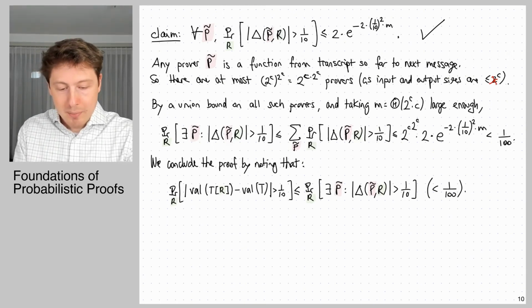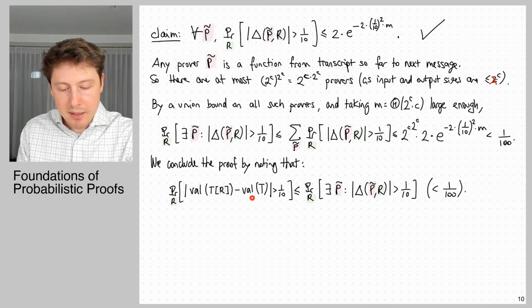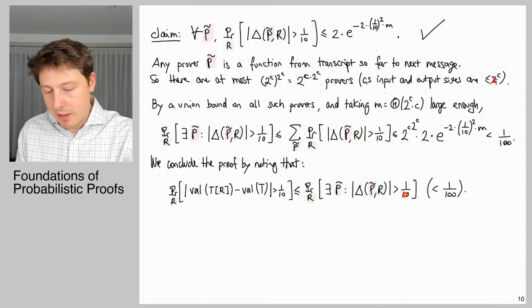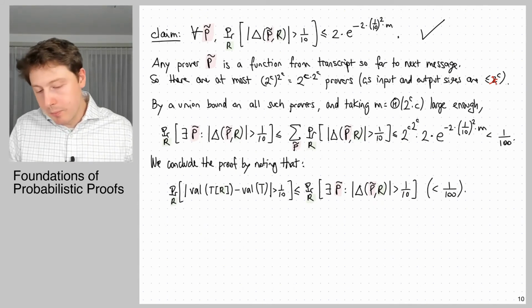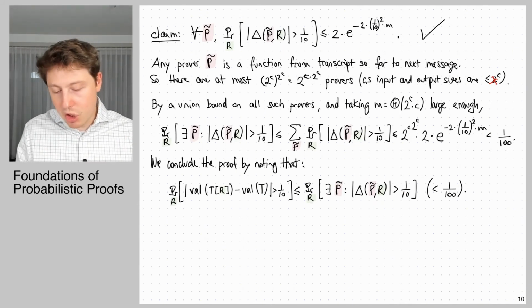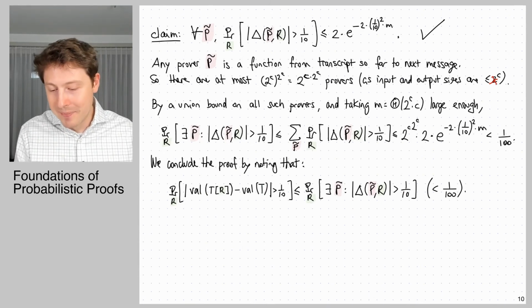All right, but now we need to talk about how to relate the values of the tree and the fact that there is a prover that makes sparsification bad. They seem to be basically the same thing, but let's just check that they are indeed related.